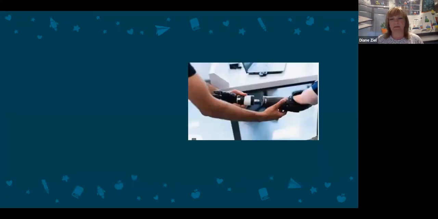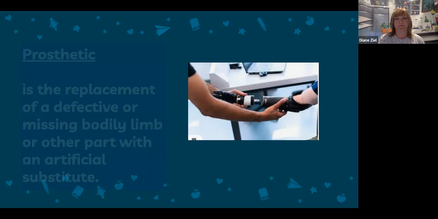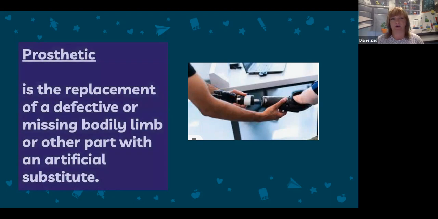This is an example of an arm that's being created to replace part of an arm that was lost maybe by an accident or an injury. What is this replacement called? If you said prosthetic, you're correct. Prosthetic is the replacement of a defective or missing bodily limb or other part with an artificial substitute.